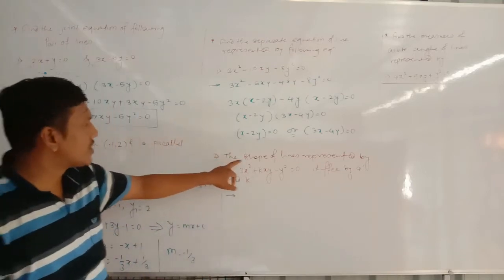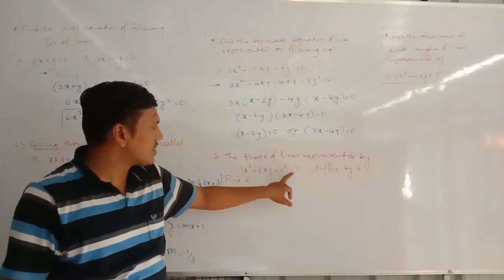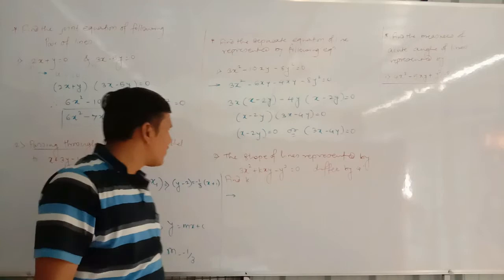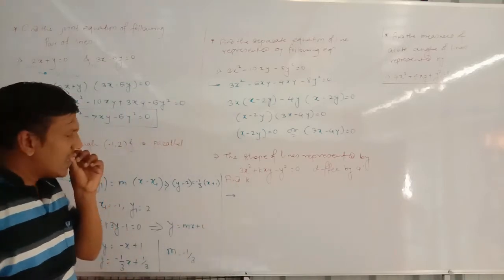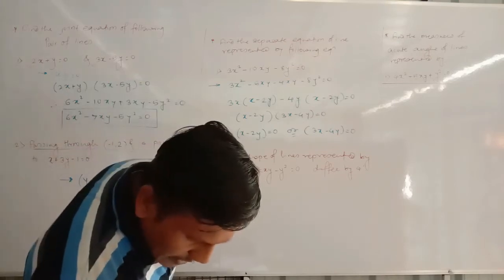The next part is: the slopes of the lines represented by the equation 3x square plus kxy minus y square is equal to 0 differ by 4. Find the value of k. Our aim is to find the value of k.